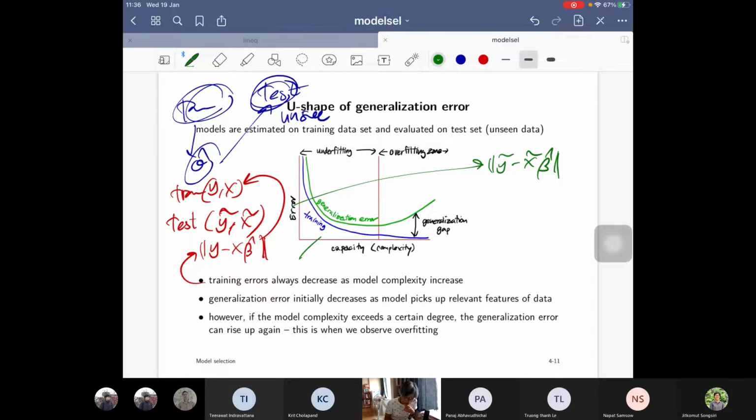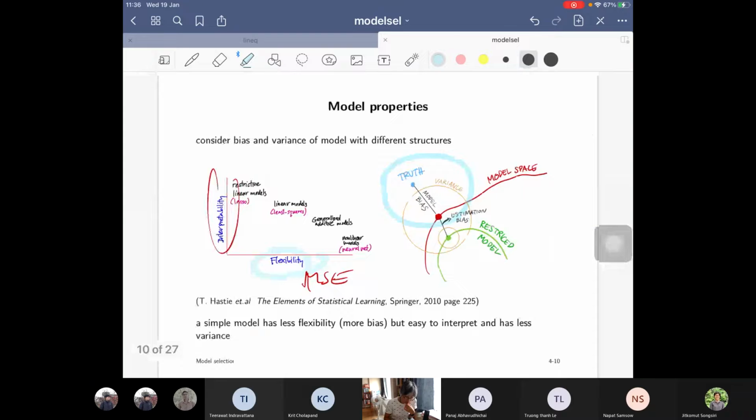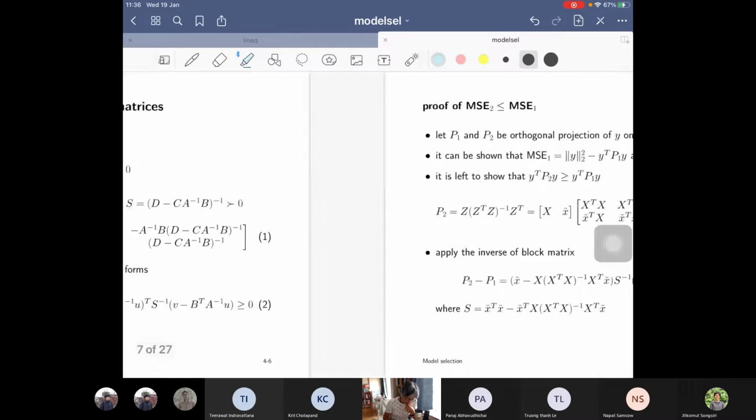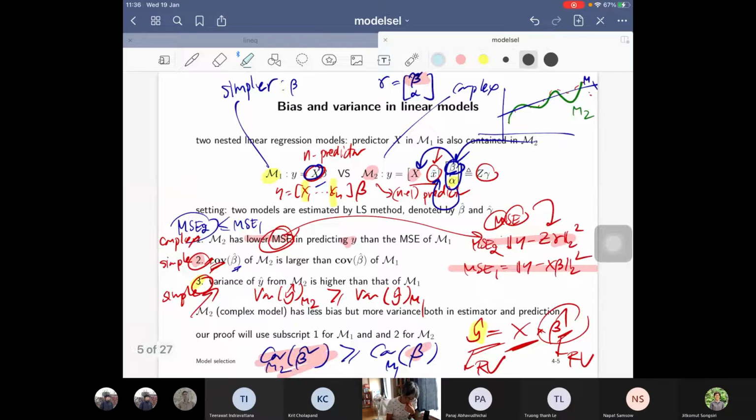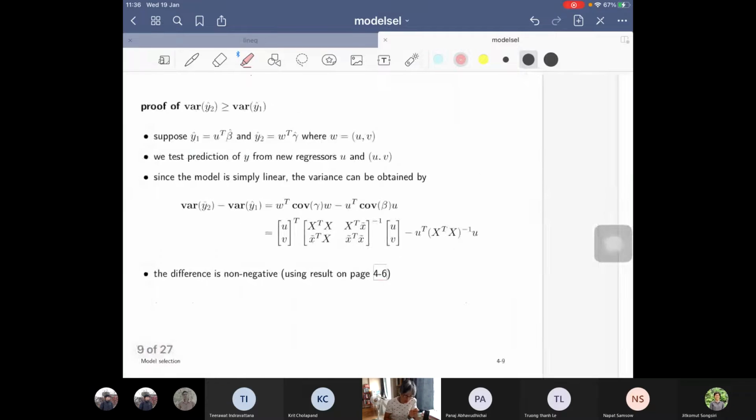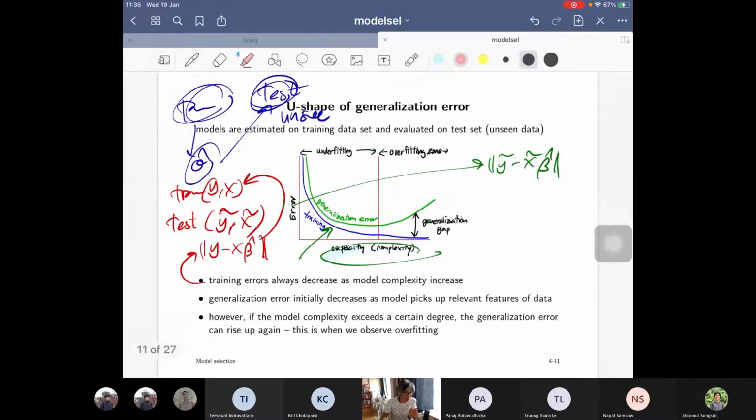The training error is illustrated by the blue line. It's always decreasing in comparison to the complexity. Sometimes people use the term capacity of the model. This blue curve is supported by the first claim I put here, that the MSE of a complex model would be less than the MSE of a simpler model. So that's what you expect in the training error. Training error is always decreasing.